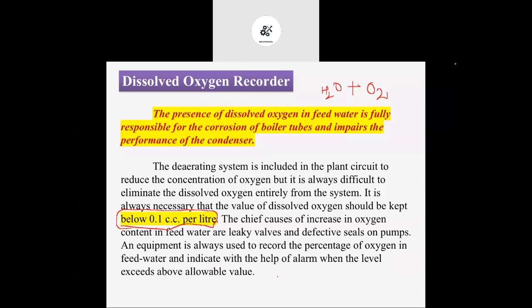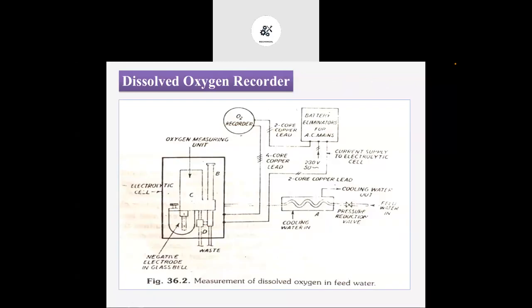The equipment is used to record the percentage of oxygen present inside the feed water, and it will sound the alarm when the level exceeds the allowable value. We are continuously monitoring the amount of dissolved oxygen in the water, and if that limit is crossed, it indicates the alarm. Then we can take proper steps to reduce the amount of oxygen present inside the feed water.